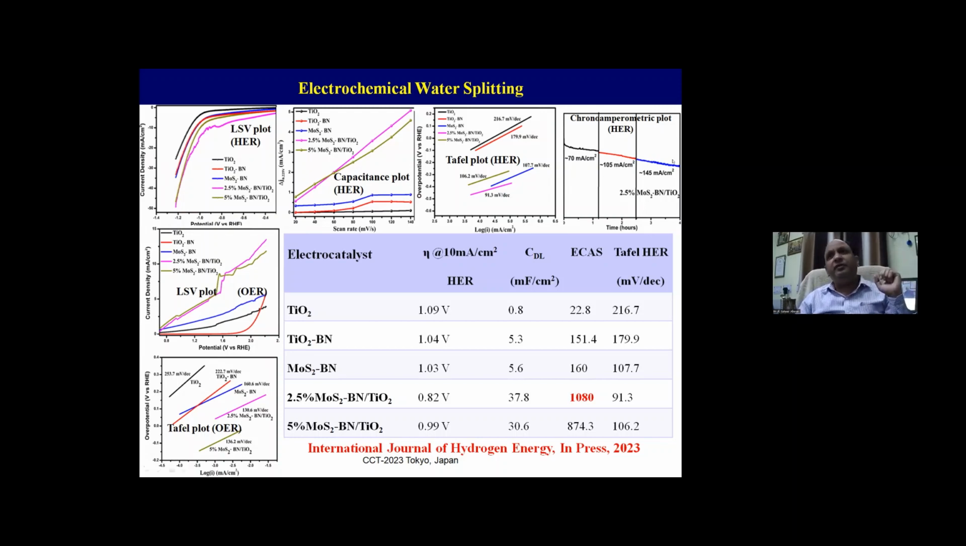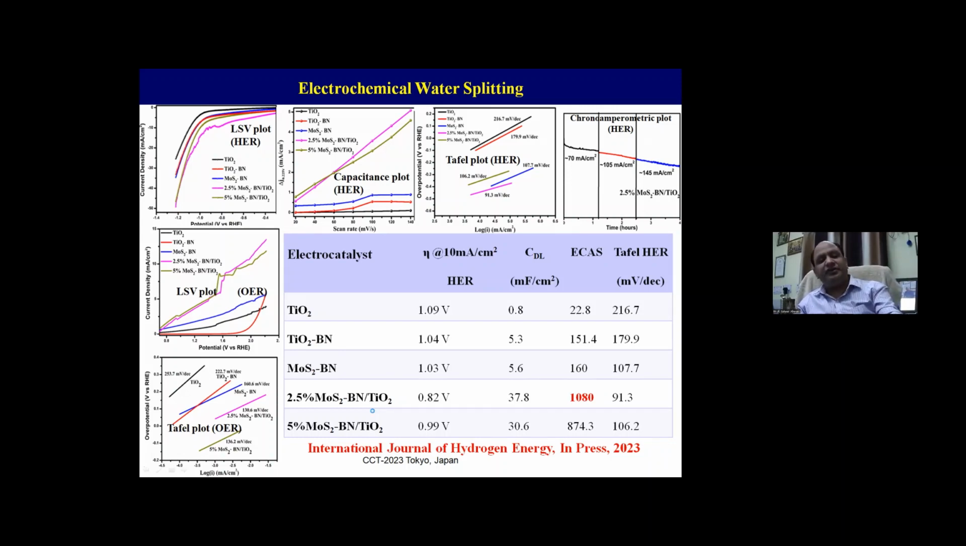And if you see the chronoamperometric plot for the HER reaction, then only after a 4-hour gap, the HER intensity could increase from 70 to 145, meaning double. And all these studies could be corroborated with the electrochemical active surface area, which was found to be maximum for the 2.5% MoS2-BN-TiO2 ternary heterostructure, and this was the only ternary heterostructure in all the possible combinations which gives effective results for photocatalysis, for electrocatalysis, and for other heterostructures.